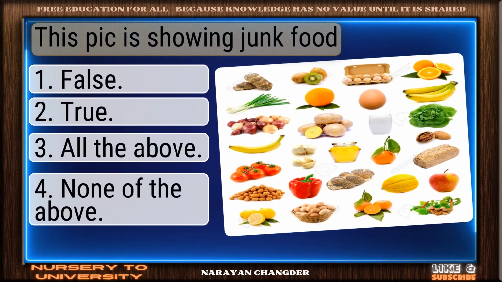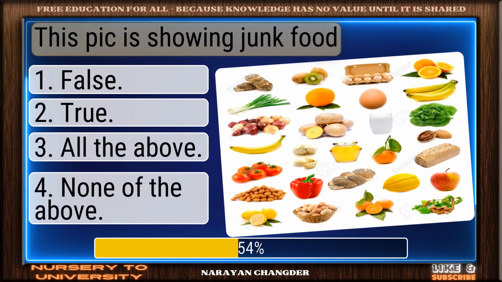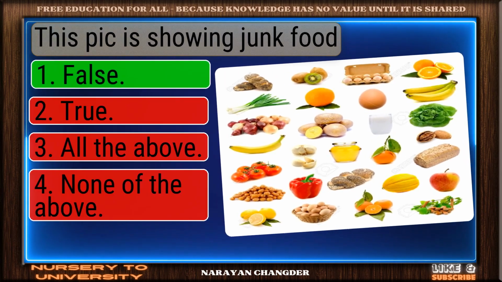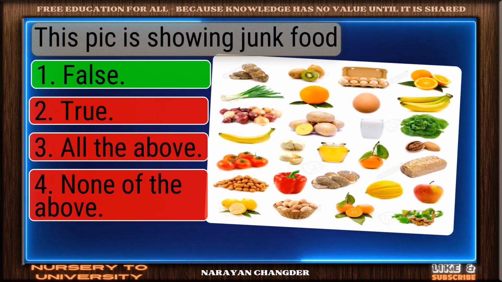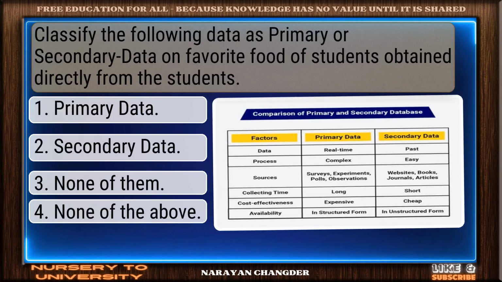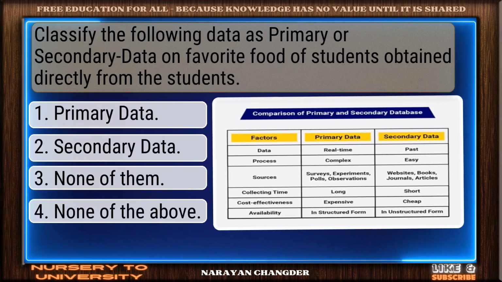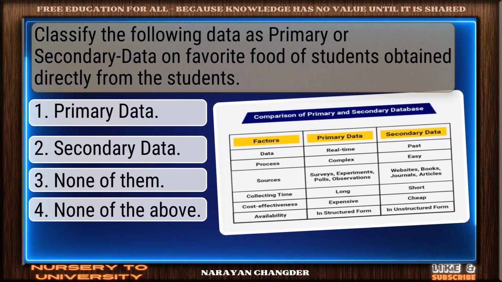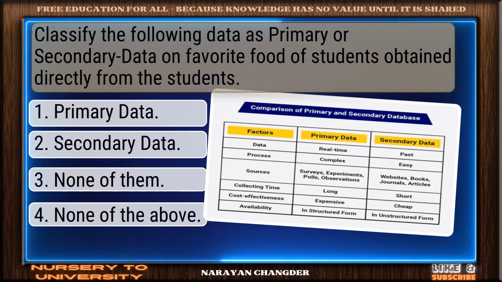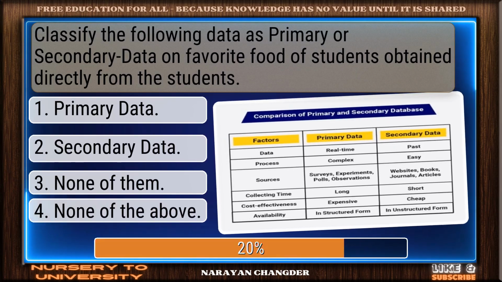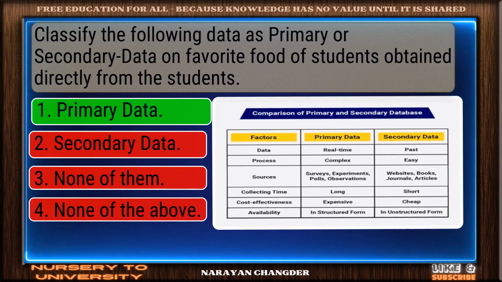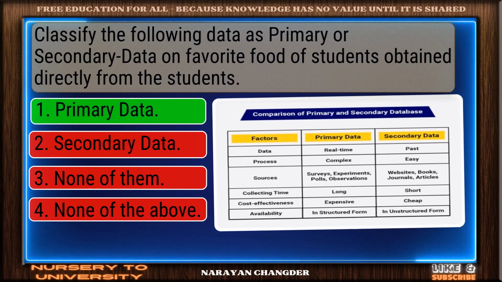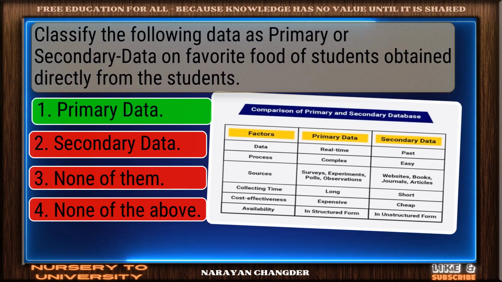This pic is showing junk food. Nice work. You chose false, and it is correct. Classify the following data as primary or secondary data on favorite food of students obtained directly from the students. Correct. Primary data is the right answer.